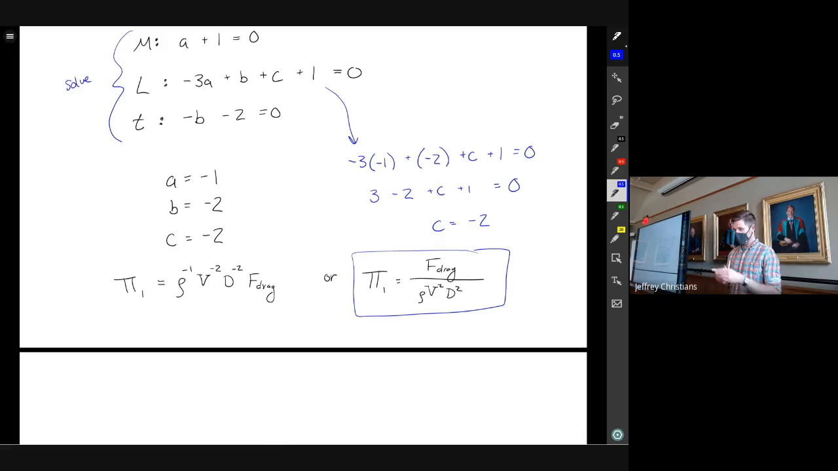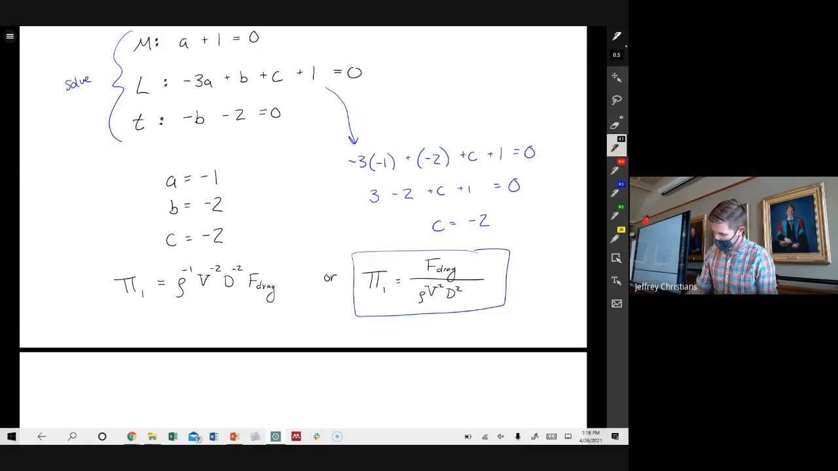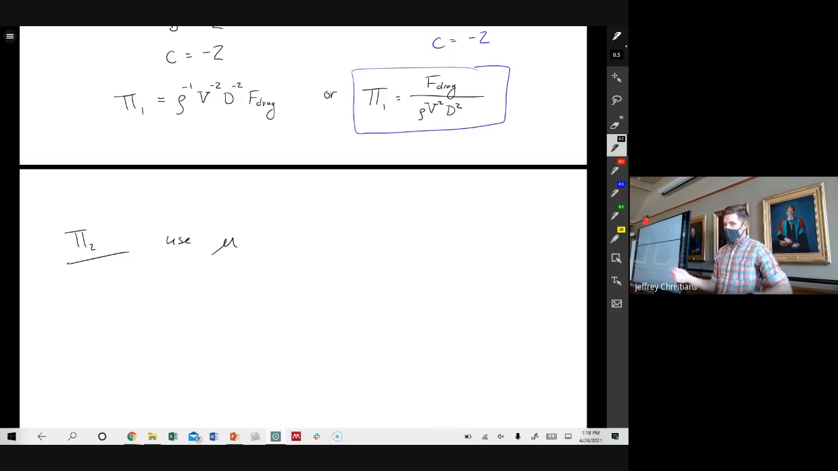Now, the cool thing about this is we no longer are really going to be talking about how does the drag force depend on all of these things. We're going to be talking about how does this grouping of things depend on another grouping of things. The second grouping of things is our second dimensionless group. So we're going to take pi2. We're going to do the same thing. So we'll use our other parameter mu, and we'll combine mu with rho, v, and d, and make that cancel out all the units.